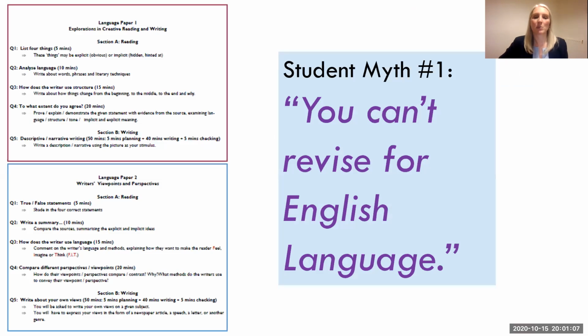So that brings me to myth number 1. Sometimes students seem to hold this belief that you can't revise for English Language, or perhaps more accurately, they're not quite sure how to revise for English Language. So if I take you through the structure of the paper, I'll talk to you a little bit about how students need to prepare for the paper.